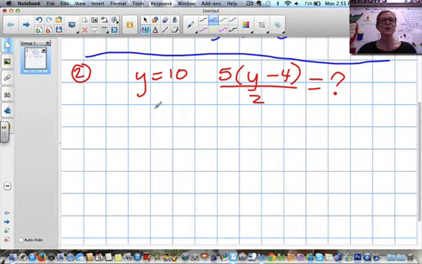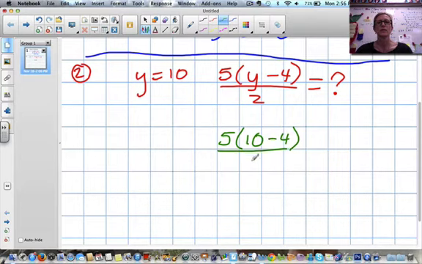Okay, so let's go ahead and do some substitution here. So I'm going to change colors. There we go. Anytime I see a y, I'm going to put in a 10 instead. So let's just rewrite this problem like we did before, and we'll go 5, and inside the parentheses, 10 minus 4, and the whole thing over 2. We're going to figure out what that equals. So let's go ahead and first solve for what's inside the parentheses.